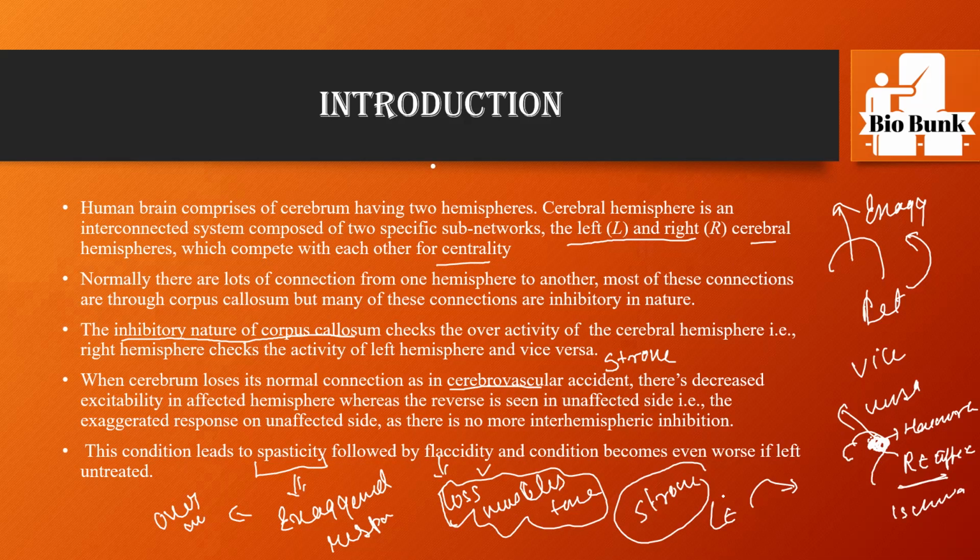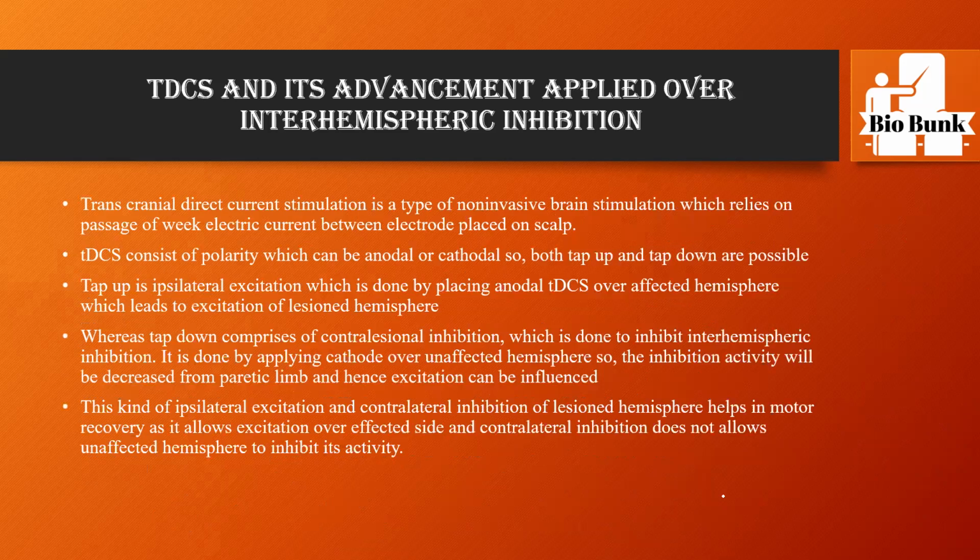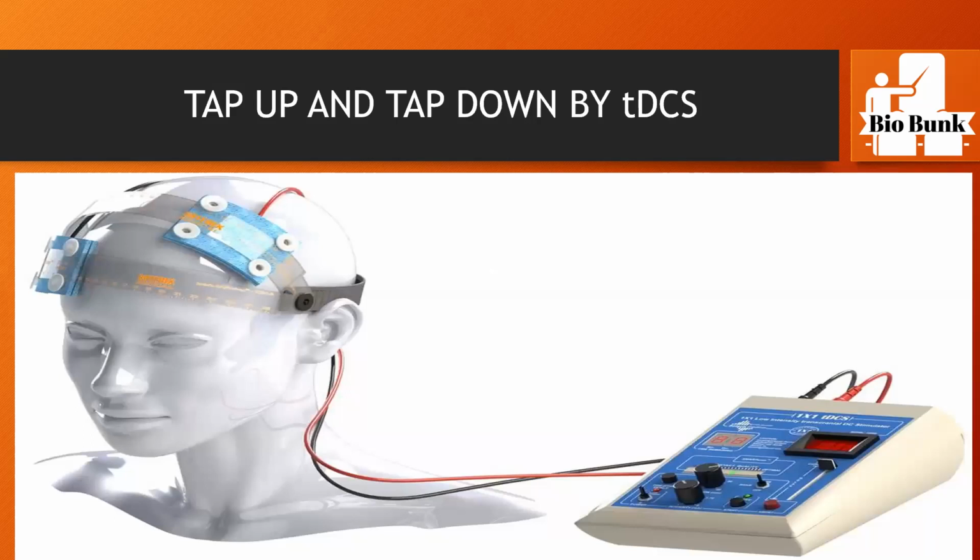Let us understand how the problem can be sorted out with the help of tDCS, which is the theme of today's topic: tDCS and its advancement applied over interhemispheric brain inhibition. Let us understand how it is used first, like tap up and tap down by tDCS. We can see the device, with electrodes applied over a certain area of the brain. Of course, we will see by MRI which area of the brain is infarcted and where we have to apply the electrode. That is the main question, which we will discuss later on. But first we have to understand what tap up and tap down by tDCS are.